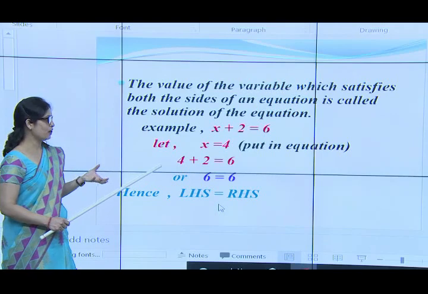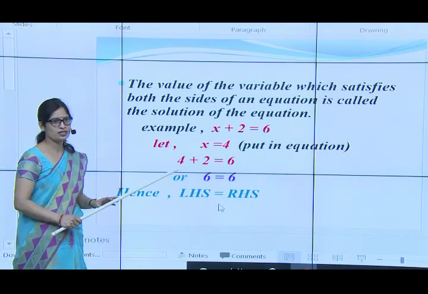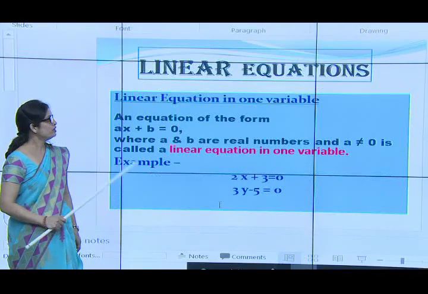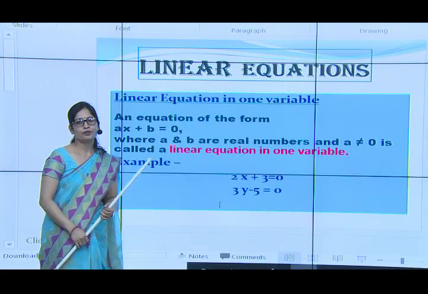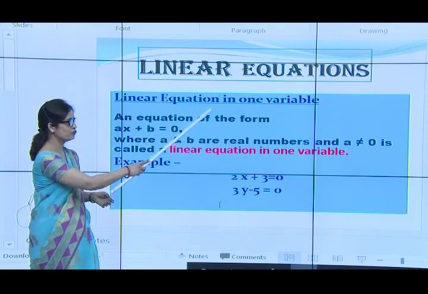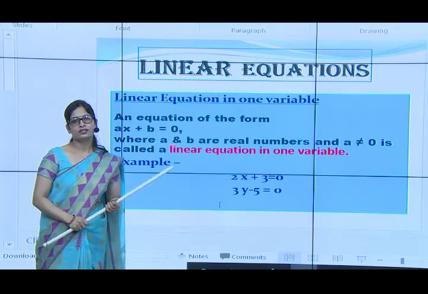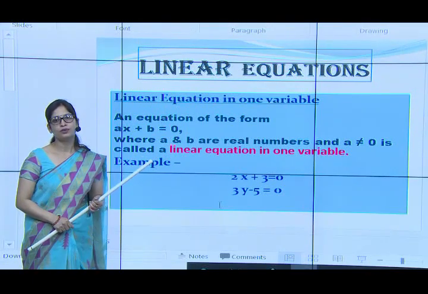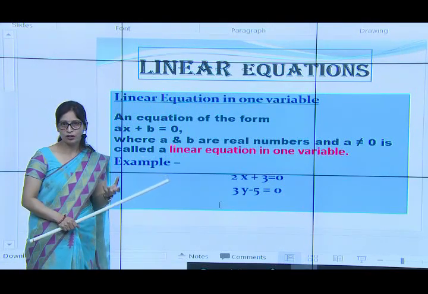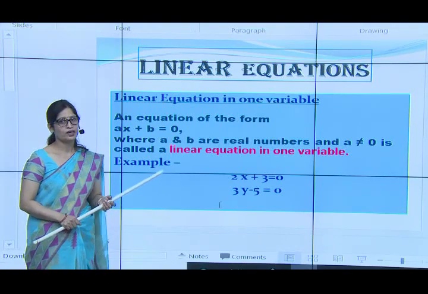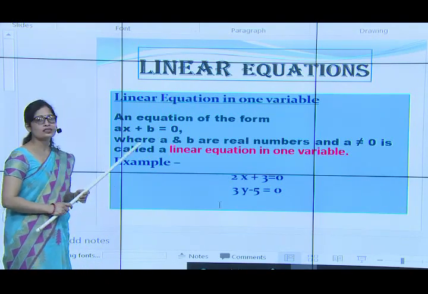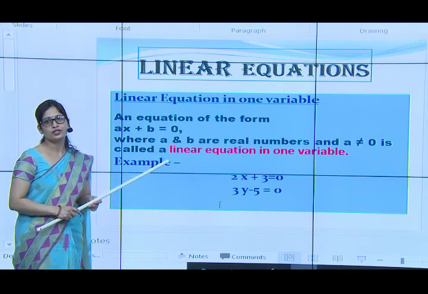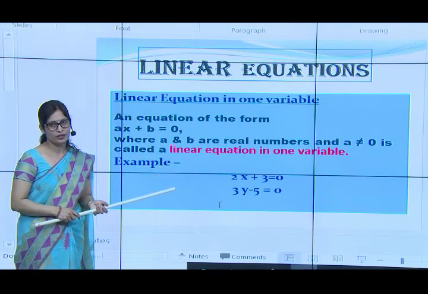Can we get any value of x other than this 4 such that it satisfies this equation? The answer will be no. Now, linear equation in one variable. Before discussing this linear equation in one variable, I would like to discuss the linear polynomial. In class 9th, you have studied about the linear polynomial, that is the polynomials whose degree is 1. So if we equate the linear polynomial to 0, it will become a linear equation.